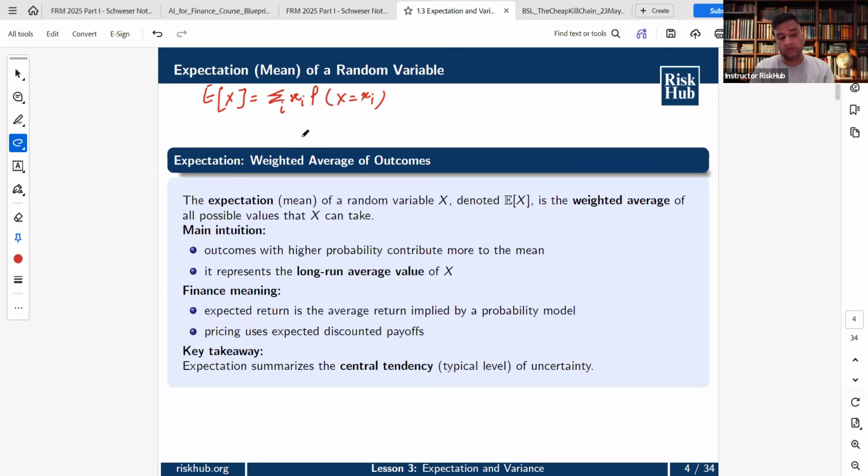For example, suppose the outcome is 100 with probability 0.7, and 200 with probability 0.3. The expected value of X will be what? 100 times 0.7 plus 200 times 0.3, that's 70 plus 60, which is 130. The expected value is 130.